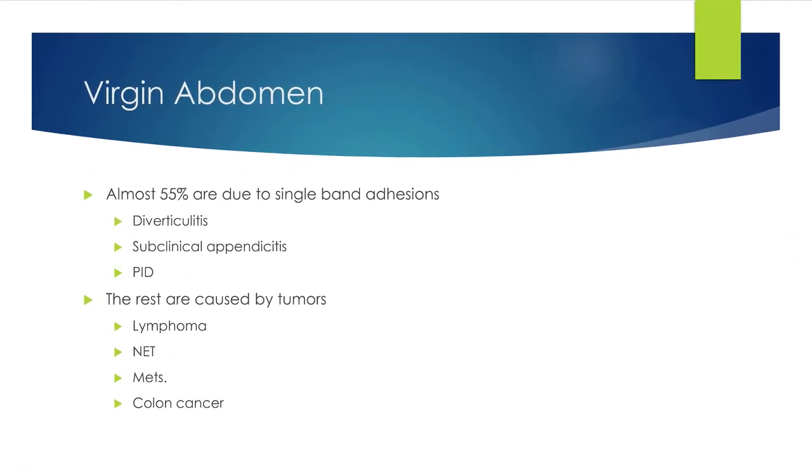Now, an important topic is small bowel obstruction in a virgin abdomen. The majority of them, 55% of them, the blockage is related to band adhesion. And that's, like I mentioned before, either previous diverticulitis or previous appendicitis that has been treated medically, or pelvic inflammatory disease in females. The rest of them are caused by tumors. And the tumors, like we have mentioned earlier as well, they're either lymphoma, neuroendocrine tumor, metastases, or if we have colon cancer of the right colon with incompetent ileocecal valve, it could present as small bowel obstruction.